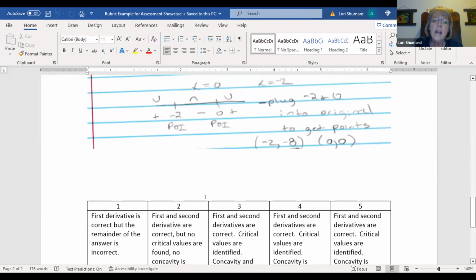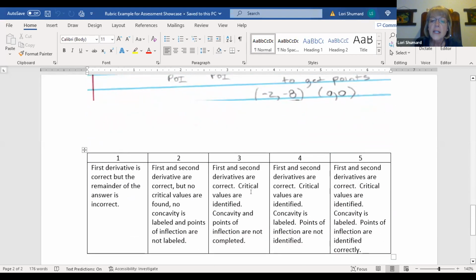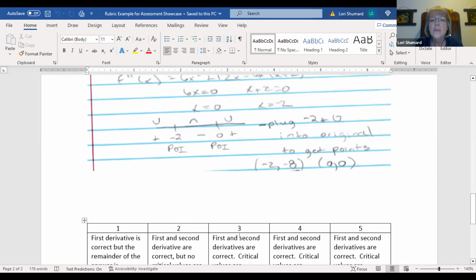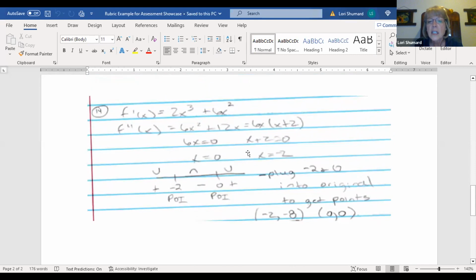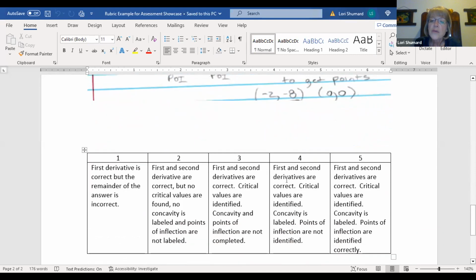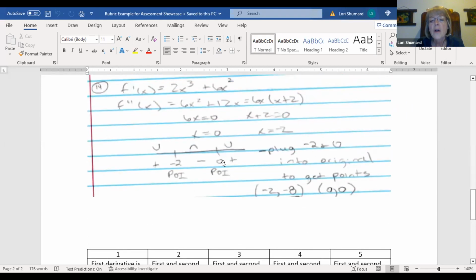They get 3 points if the derivatives are correct and they found their critical values, but they didn't do their concavity or points of inflection. So I tell them they got to here. They get 4 points if the first and second derivatives are correct, the critical values are identified, and the concavity is labeled, but they forgot to do the very last step. It asks for points of inflection. So if they show concavity and identified everything to here, they get 4 points. And then of course, 5 points when they finish that final step. They made it all the way to the end and completed the problem.